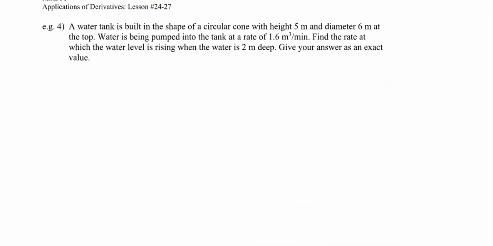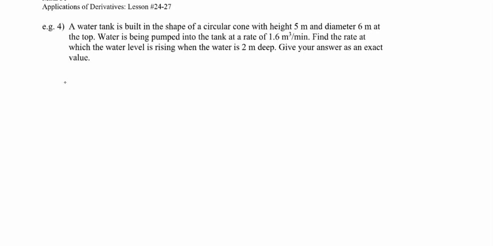We're just gonna keep doing different examples now with different shapes, right? But this is the main concept. So, okay, in this one it says a water tank is built in the shape of a circular cone with height 5 meters and diameter 6 meters at the top. Water is being pumped into the tank at a rate of 1.6 meters cubed per minute. Find the rate at which the water level is rising when the water is 2 meters deep.